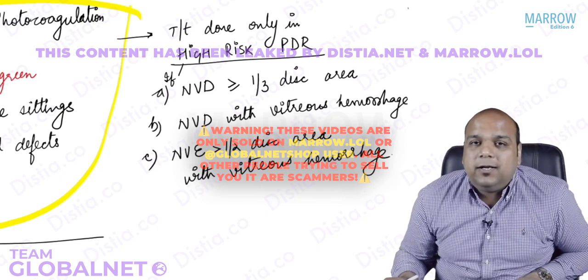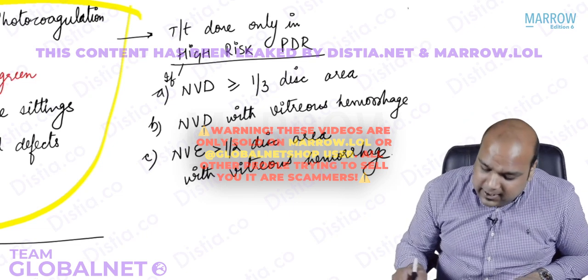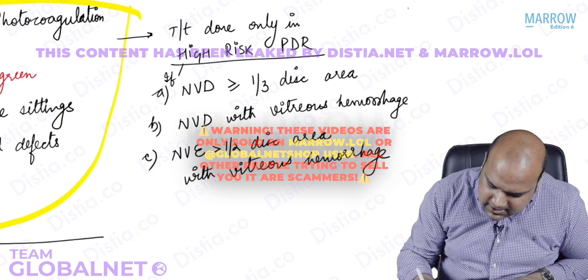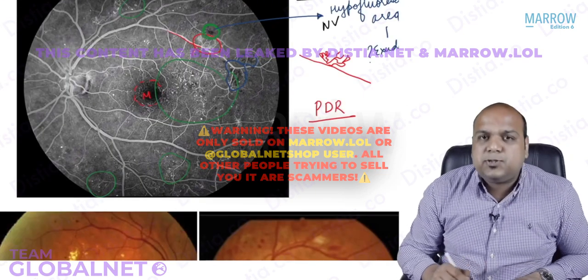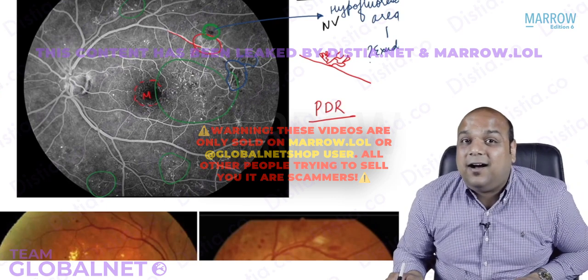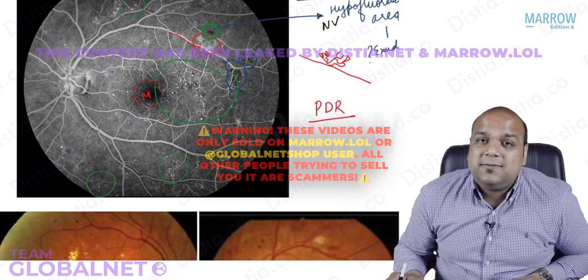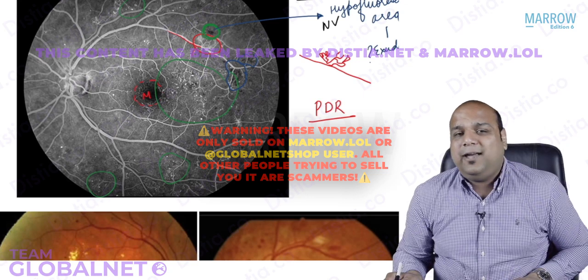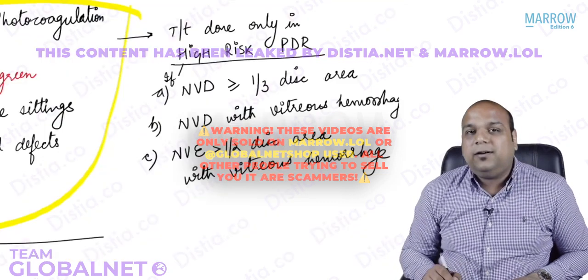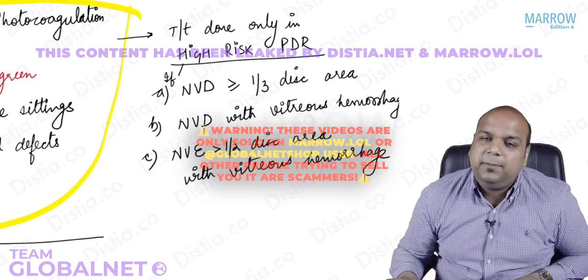Otherwise, we are not treating this. I hope we understand. That means if I show you this photograph again, everybody, this FFA image in which there is a very small neovascularization, probably the area is not greater than half disc. Yes, that is why probably we are not going to treat it. I hope you understand, everybody. Yes or no? So that is all about the treatment of a case of diabetic retinopathy.